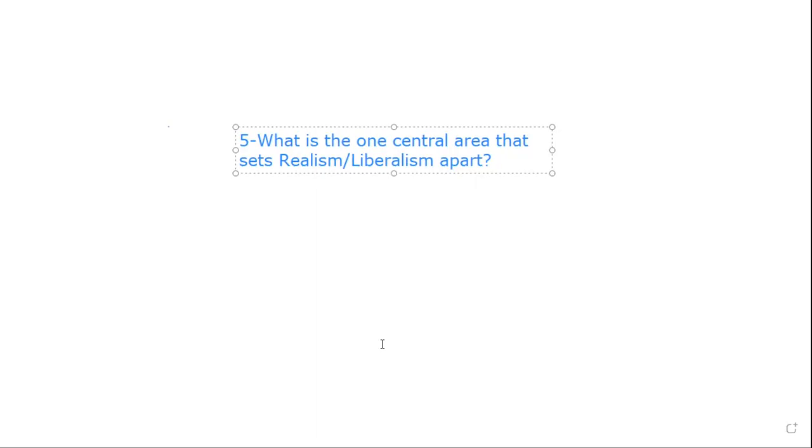So again, I'm only asking for one here. This one. Okay, you think you got a hold on that? And I'll start checking. I think I skipped the question. It's a pretty basic and easy question. So let me get this out of the way. What is the one central area that sets realism and liberalism apart?